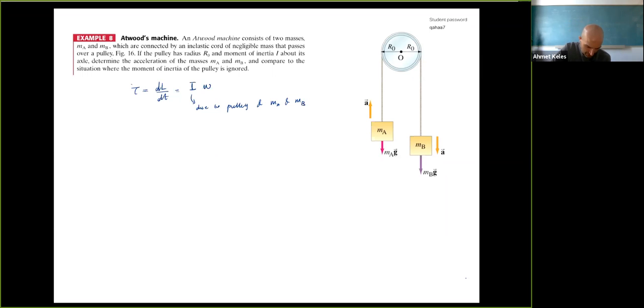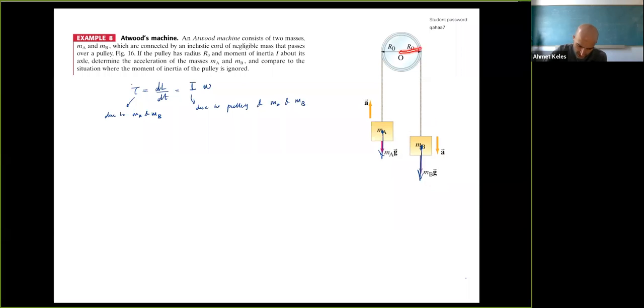And torque is due to MA and MB. Okay, so maybe I can start with a calculation of torque. How do I calculate torque? There's some weight mg on B, there's some mg on A. So this one is pulling down, this one is pulling down. Obviously, the problem tells us this is heavier, so this whole thing is going to be going down.